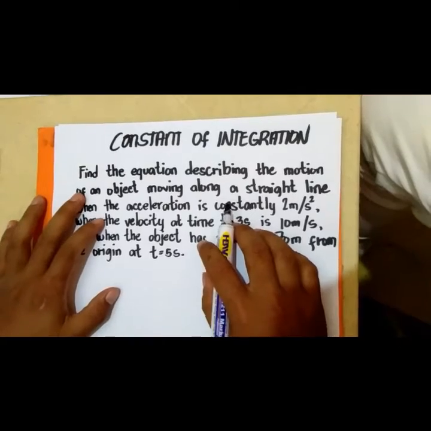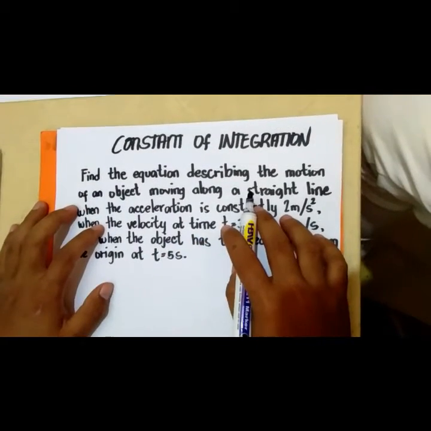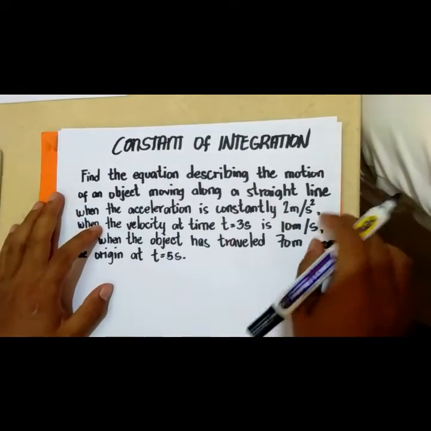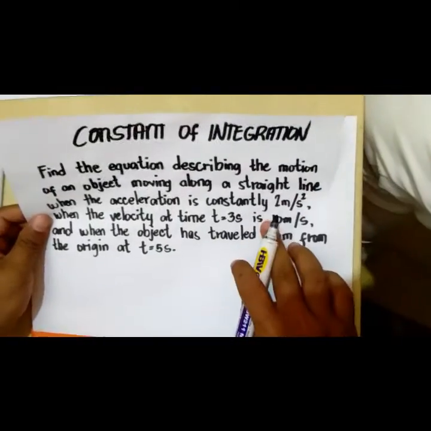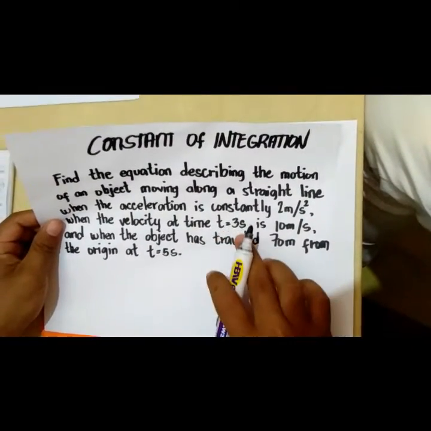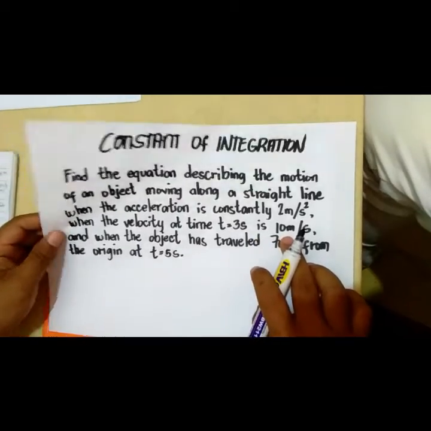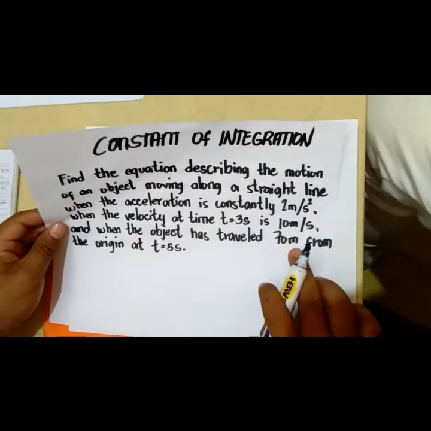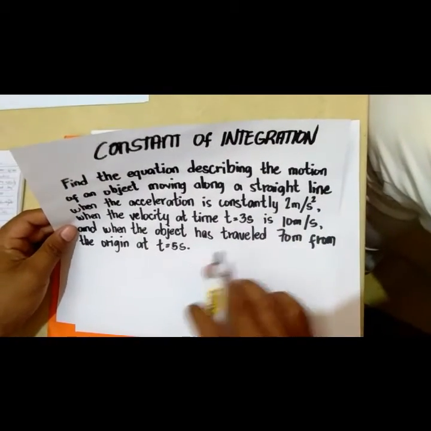The problem is: find the equation describing the motion of an object moving along a straight line when the acceleration is constantly 2 meters per second squared, when the velocity at time 3 seconds is 10 meters per second, and when the object has traveled 70 meters from the origin at time 5 seconds.